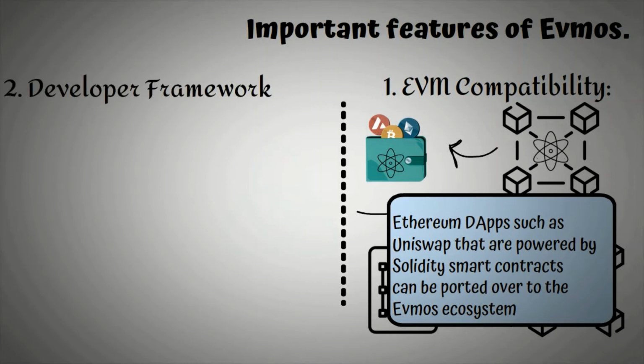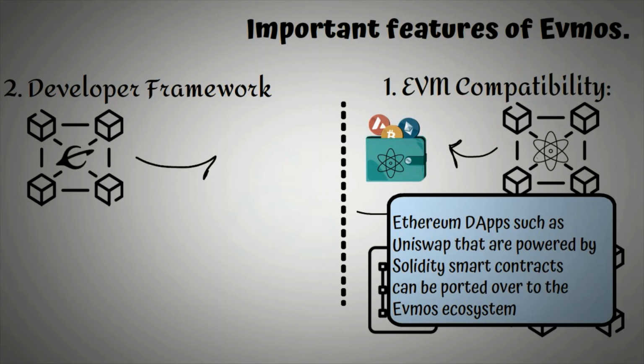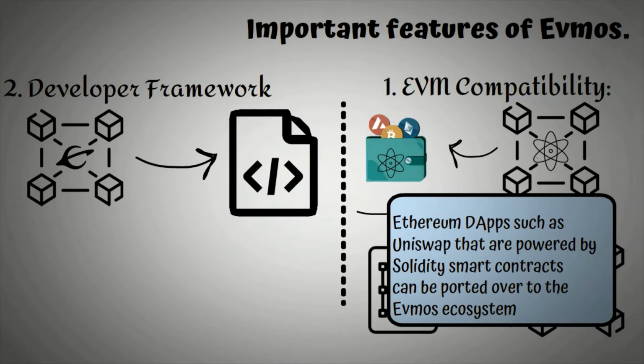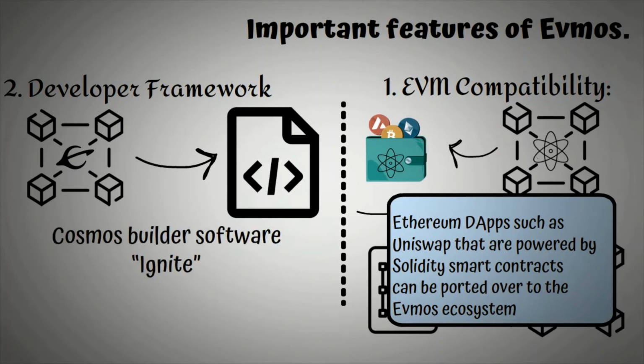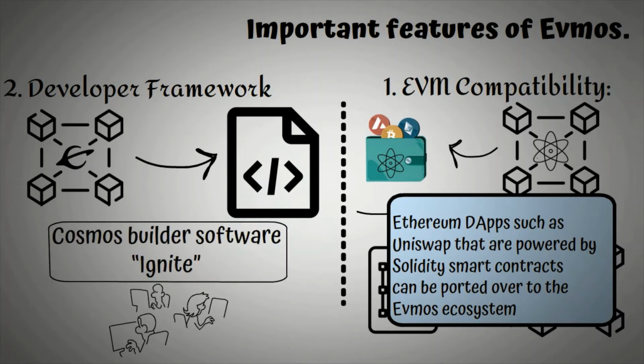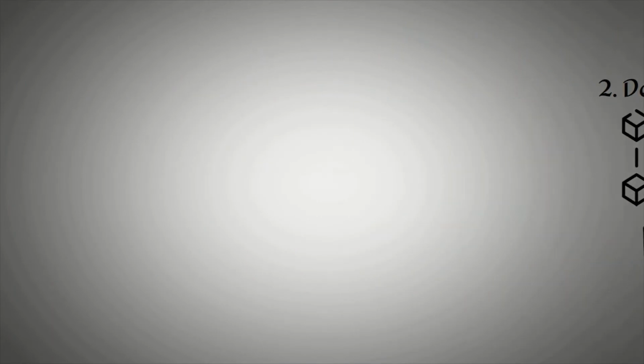Number 2. Developer framework. The primary function of Evmos, as with other Cosmos blockchains, is to provide the code for the development of other Layer 1 networks. This code is open source and available for free on GitHub. Using the Cosmos builder software, Ignite, developers can fork Evmos and produce their own blockchain in seconds.